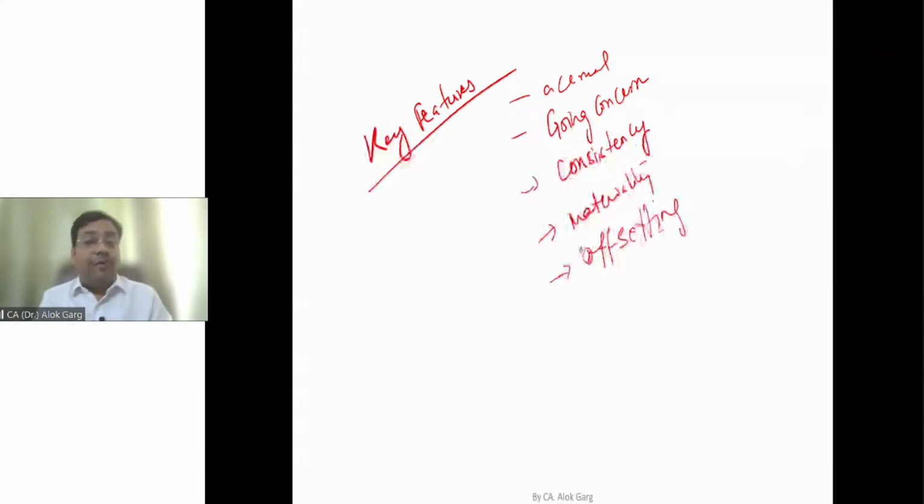So what could be the next? True and fair view. Your financial statement will reflect a true and fair view. What is meant by true and fair view, and how will this true and fair view be achieved? You must have seen in the audit report, the auditor is writing that, in our opinion, the financial statements of the company are reflecting a true and fair view. So how will true and fair view be reflected? The standard says that true and fair view will be reflected by what?